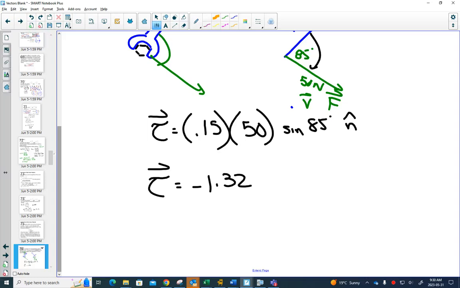What? Well, I'm in radians. This isn't working for me. I'm not liking the numbers. There we go, 7.47. That is better.